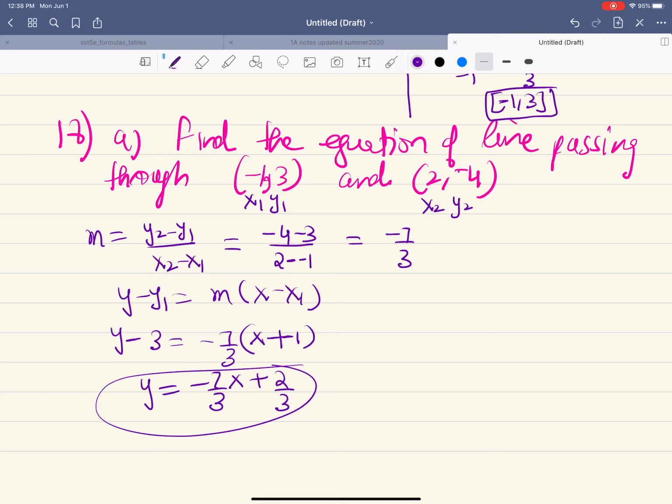And that's my equation of the line passing through these two given points. We will actually be finding a lot of equations of lines. Remember this point slope form of the line.